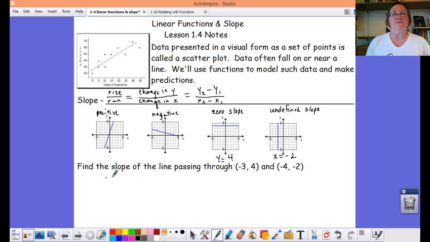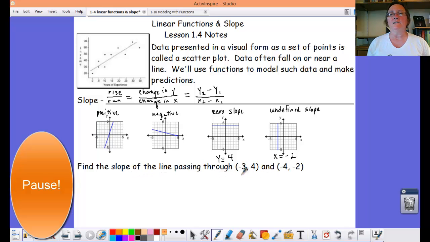Now we're going to ask you to find the slope of the line that passes through these 2 points, and I would just remind you that you can call this the first point and this the second. They each have their own x and y. I'm going to ask you to pause the video and find that slope, please.